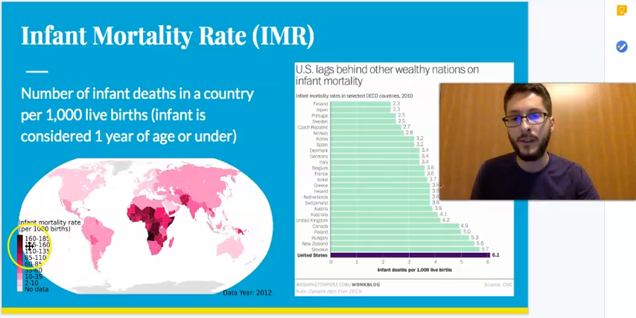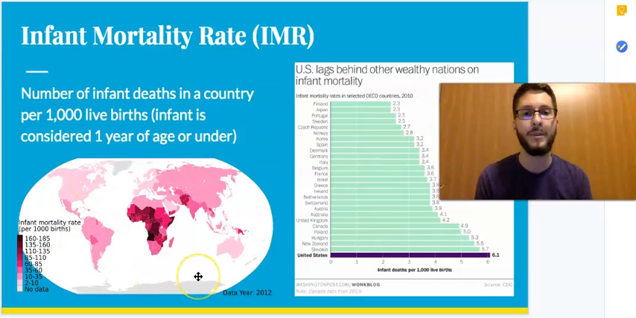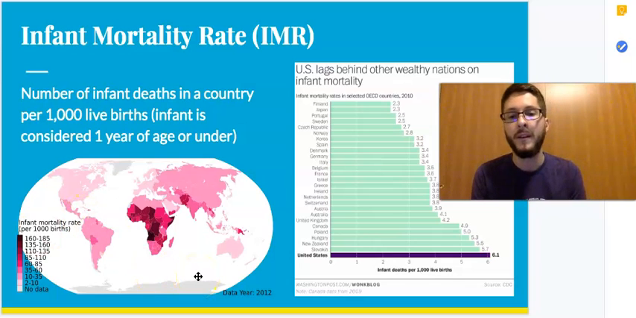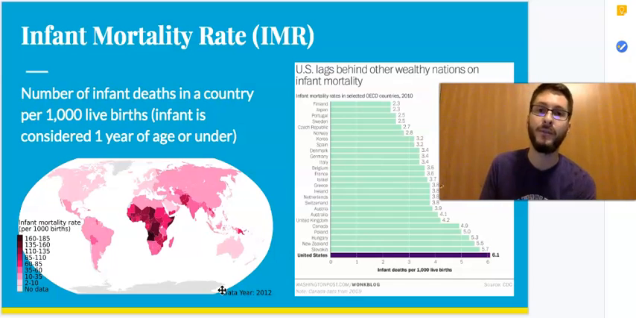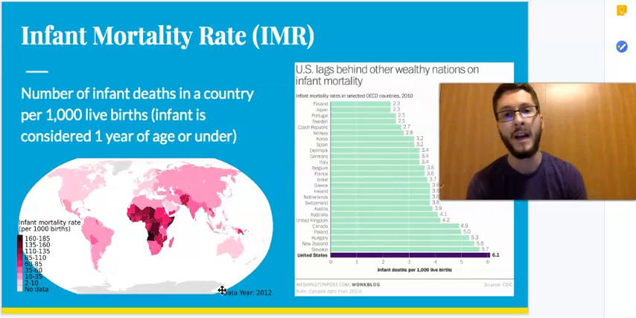But you can see here the darkest colors on this map, this choropleth map, show that out of 1,000 births, some of these places are seeing 150, 160 infant deaths per 1,000, right? That's a 15% rate, 15% of babies not surviving.